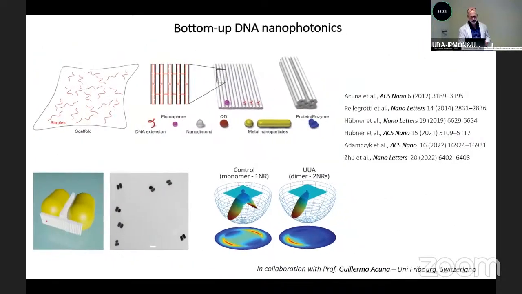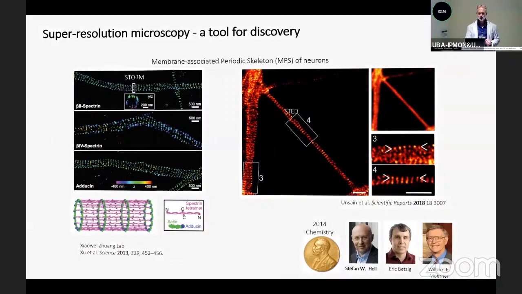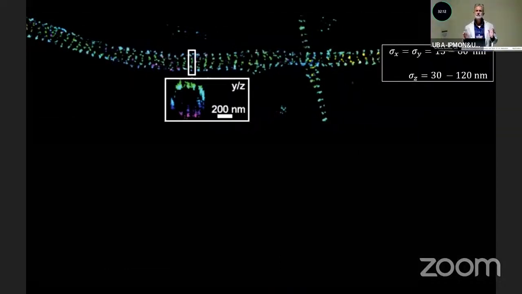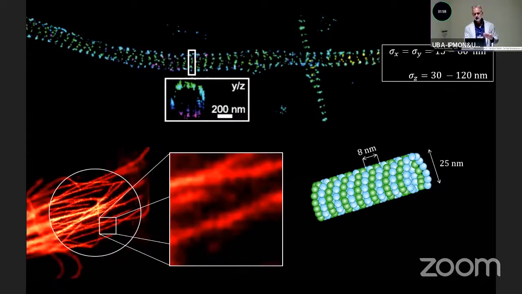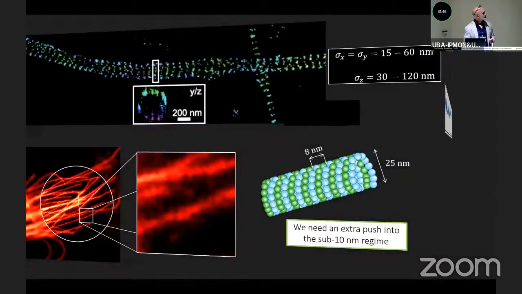Okay. So let's get into the topic of today. So we saw yesterday super resolution microscopy is a real tool for discovery. We all know that. And we also saw that there is a limitation in the resolution that is not fundamental, but it's practical, and it's about tens of nanometers in the lateral dimension and 3 to 5 times worse in the axial direction. And that is the reason why, for example, we cannot see the supramolecular structure of microtubules, because the resolution is not enough. So we need to go beyond 10 nanometers to see that. Okay, so how to do it?